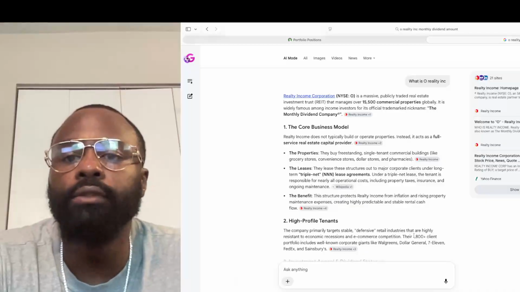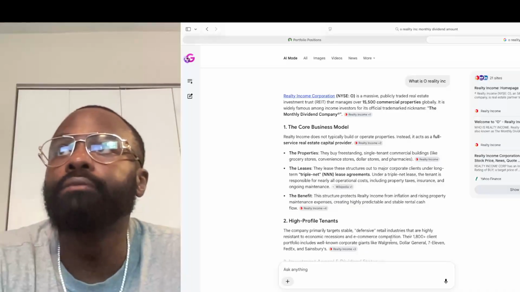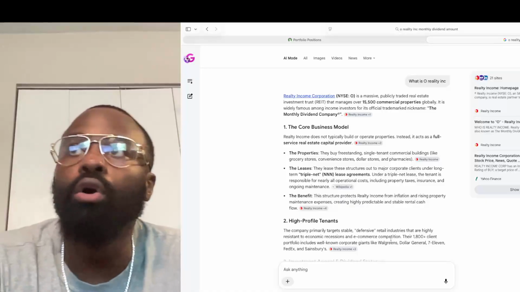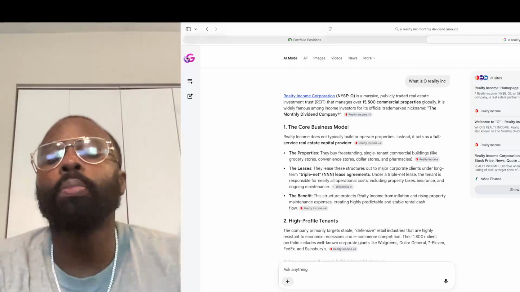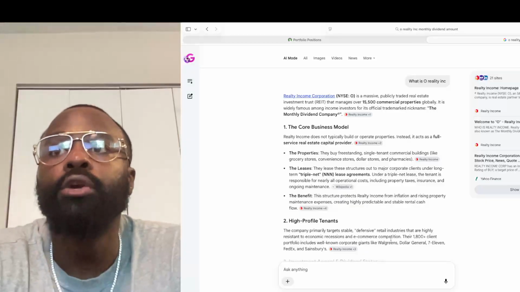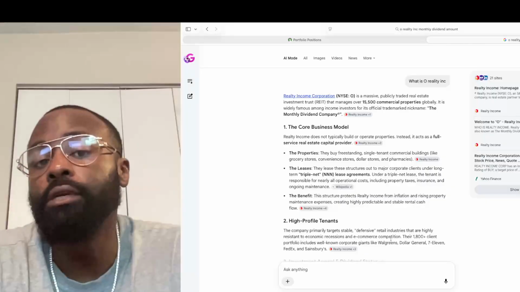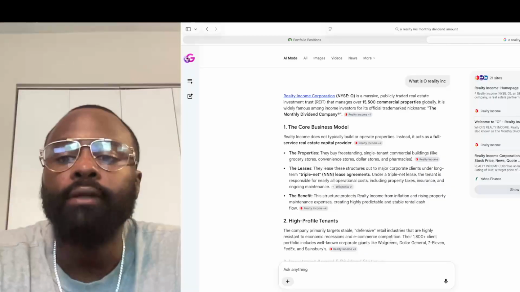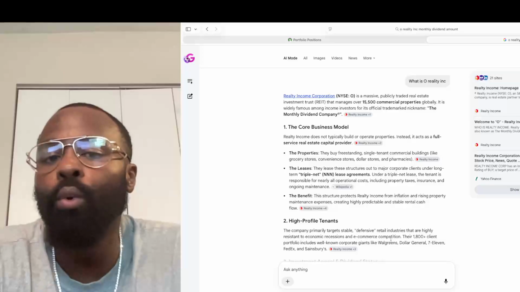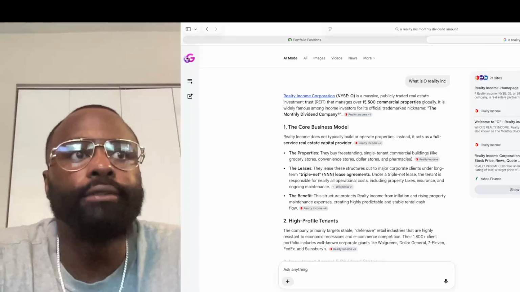And it goes on to talk about some of the high profile tenants: Dollar General, 7-Eleven, FedEx, Walgreens. All right. So that right there passes my test as far as what kind of properties that portfolio holds. They're actually worldwide as well, so I'm not so concerned about that REIT just belly-ing up.